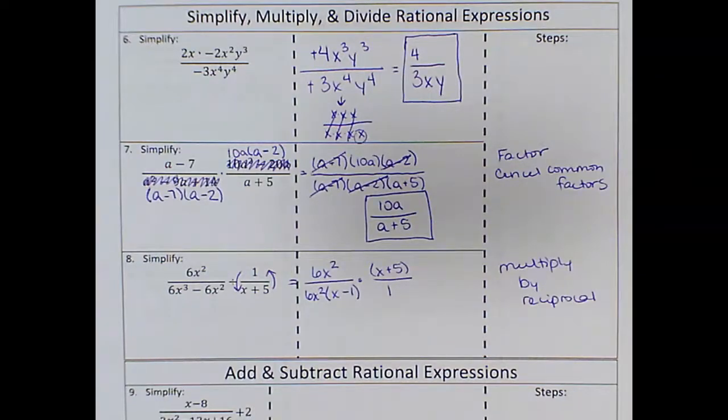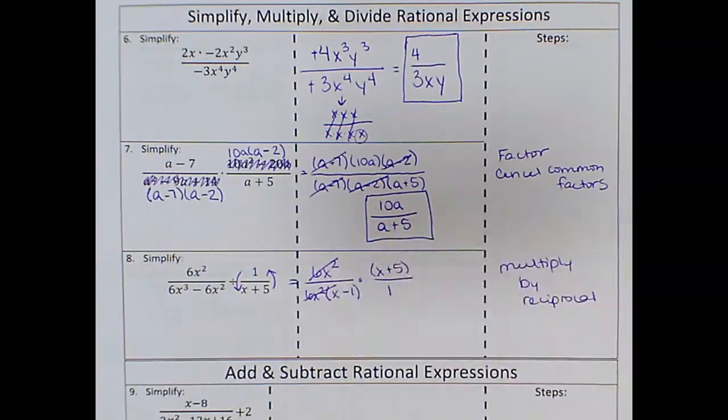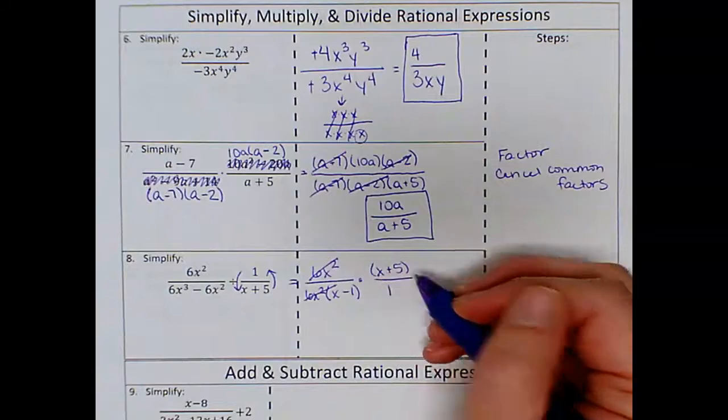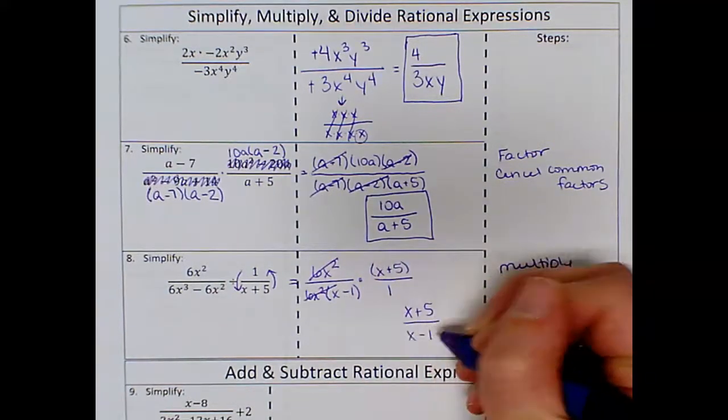Now I notice that I don't have any repeating x plus 5s or x minus 1s, but the 6x squared appears on top and bottom. So that can be canceled. And what I'm left with is x plus 5 on the top and x minus 1 on the bottom.